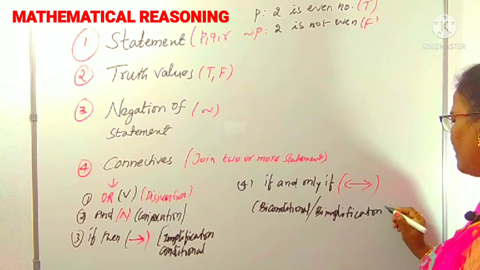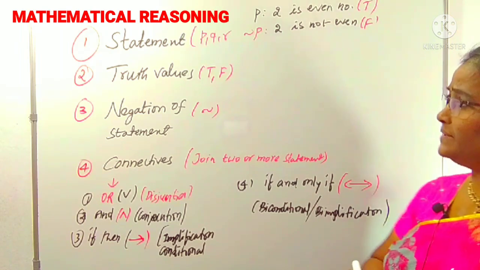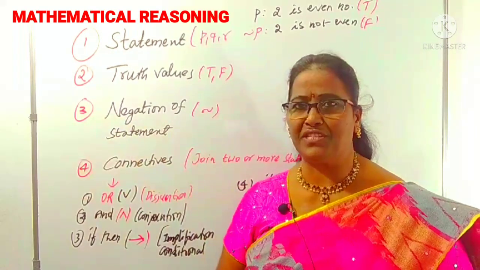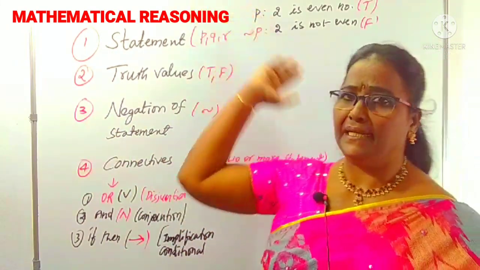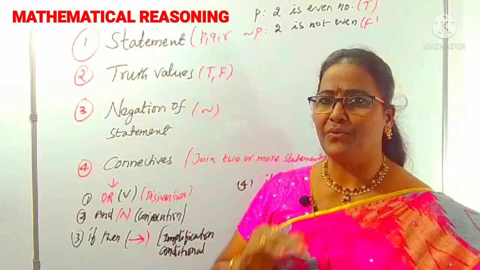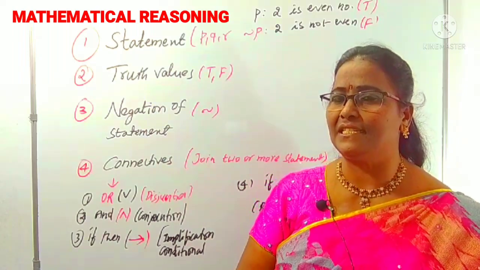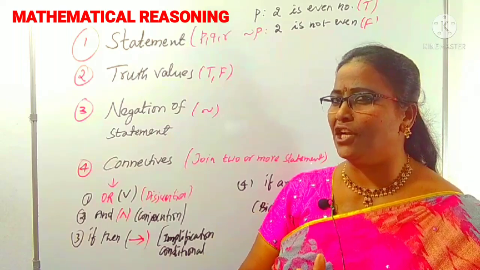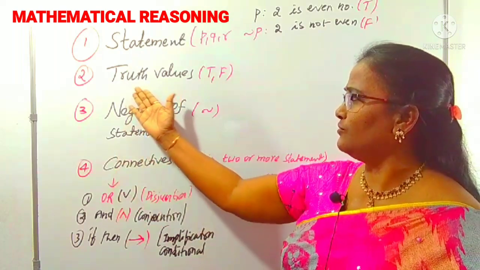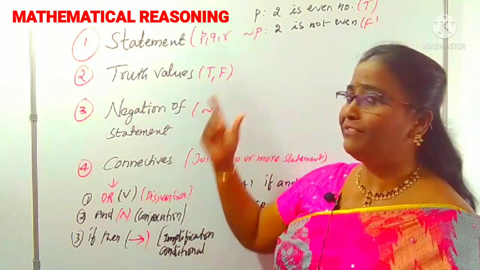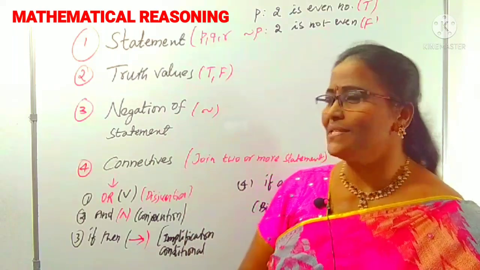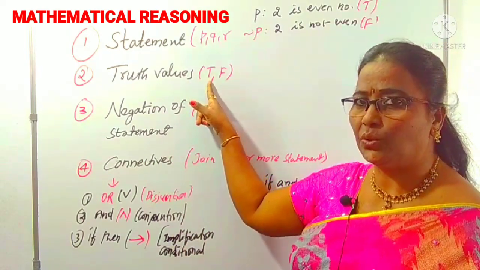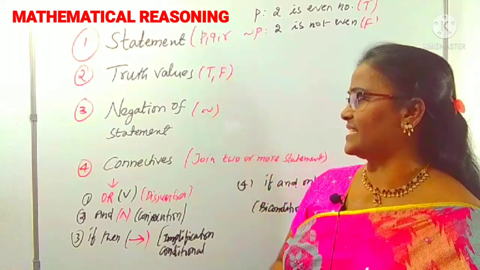Okay, these are the points you have to remember for this topic. First of all, mathematical reasoning is connected with the statement. What is said about the statement? A statement is a sentence that is either true or false, but not both. Then we use T and F, known as truth values. T stands for true, F stands for false.